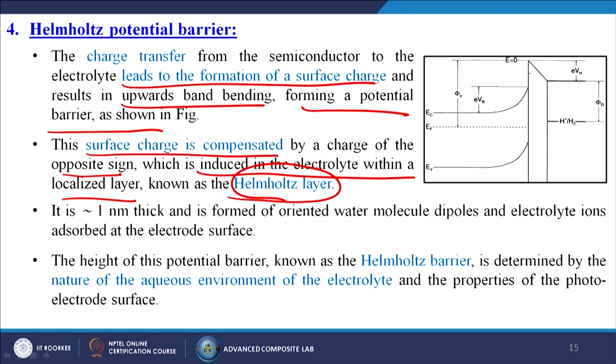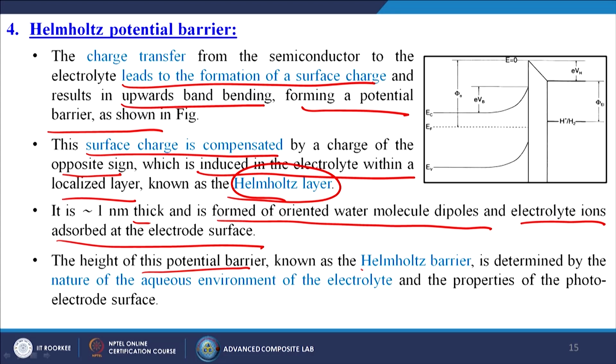So, in this particular case, you can see that layer formation is taking place in the electrolyte, known as the Helmholtz layer. It is almost 1 nanometer thick and is formed of oriented water molecules, dipoles and electrolyte ions adsorbed at the electrode surface. So, basically when you are using the electrode, some water molecules can stick onto the electrode itself. The height of this potential barrier, known as the Helmholtz barrier, is determined by the nature of the aqueous environment of the electrolyte and the properties of the photoelectrode surface. So, that is the case over here.